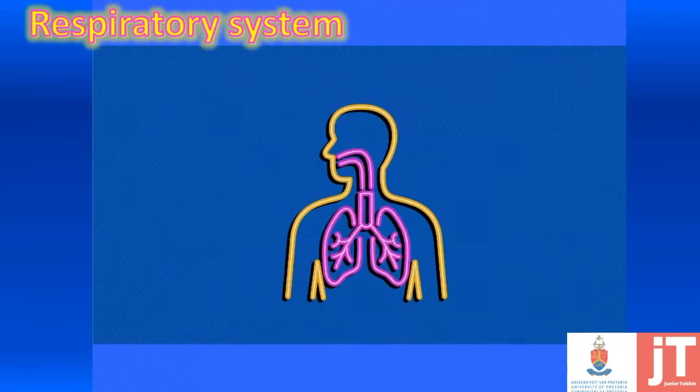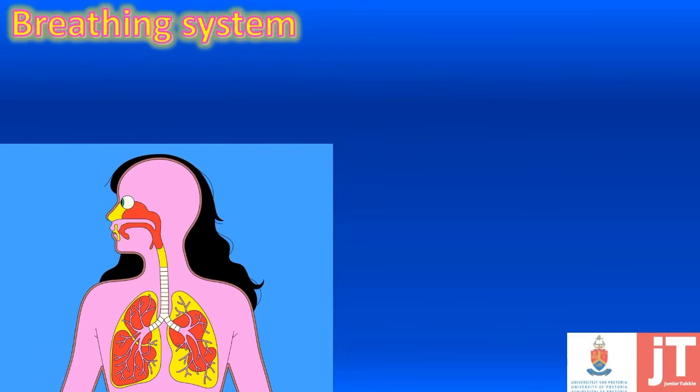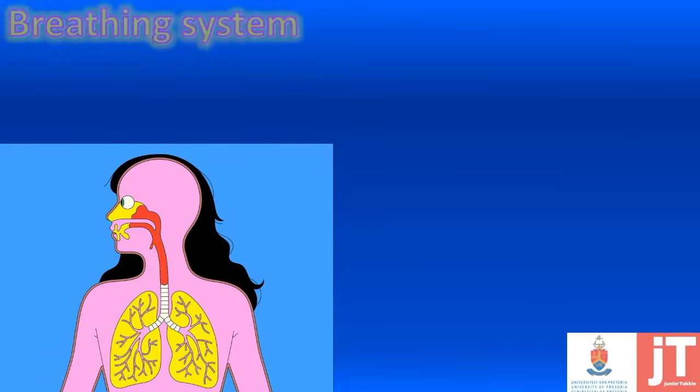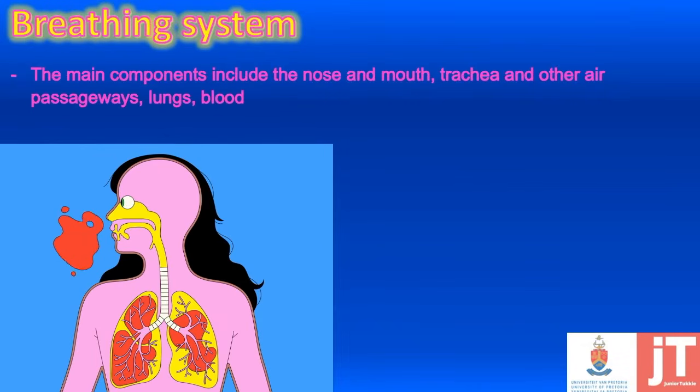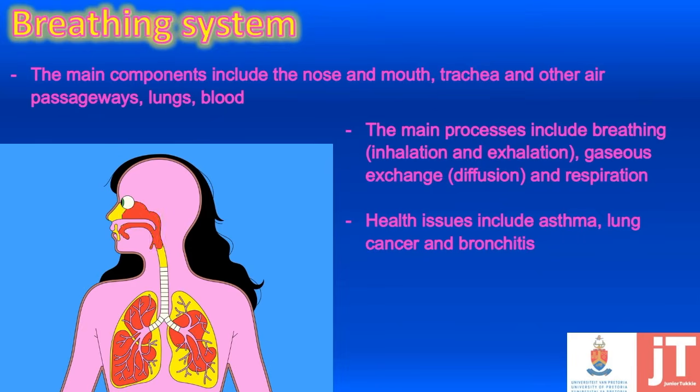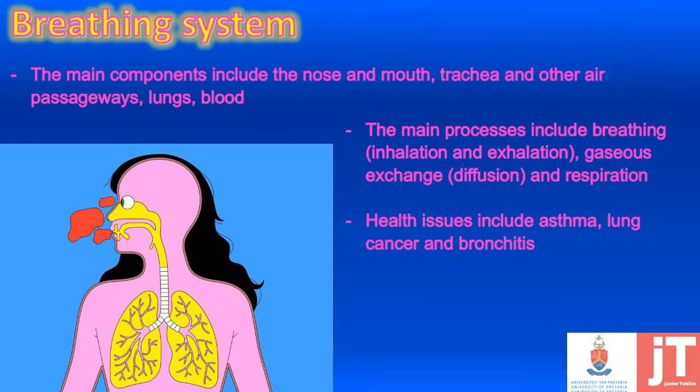So let's quickly have a look at what we will look at when we will be doing the breathing system. Firstly, we are going to look at the main components: the nose, the mouth, the trachea, and other airways, and then also the lungs and the blood, which plays a very important role. Then we will move over to the next section of the notes. We will look at the main processes of breathing, gas exchange, as well as cellular respiration. And then lastly, we will look at health issues, which includes asthma, lung cancer, and bronchitis.